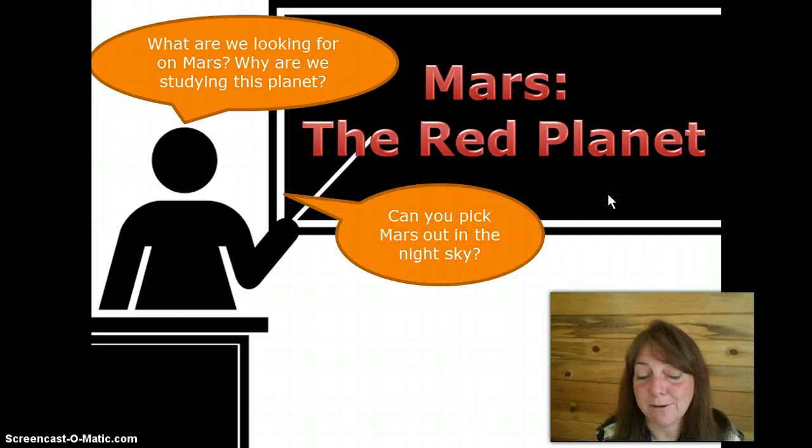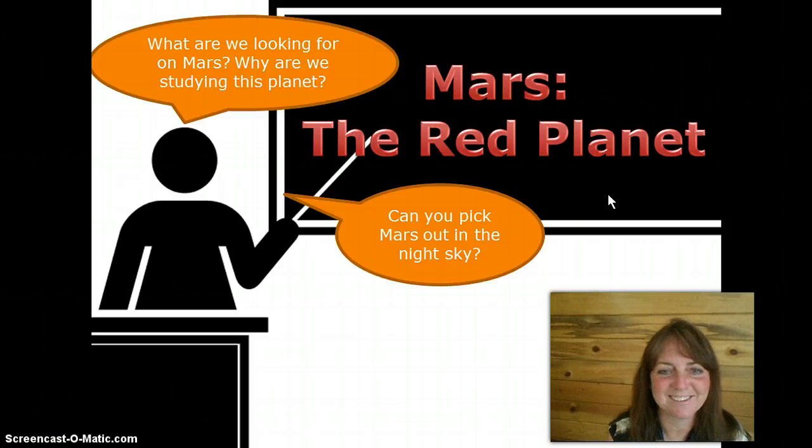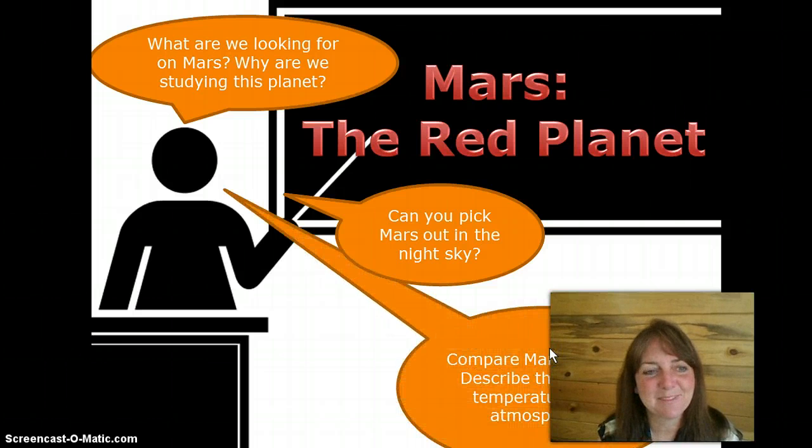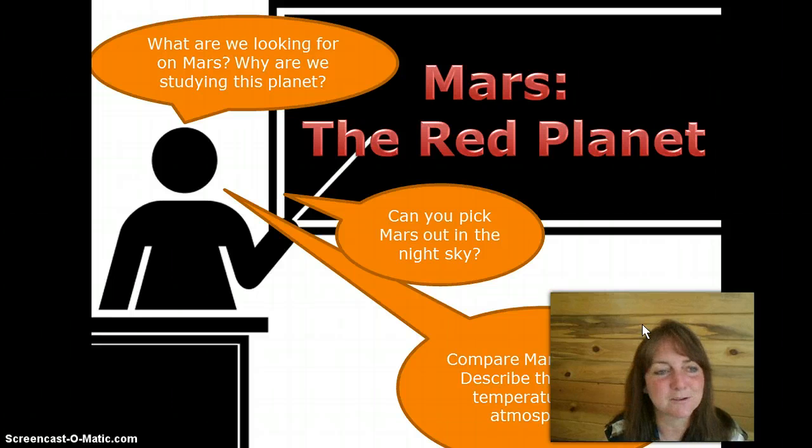Can you pick Mars out in the night sky? Well, raise your hand if you can. Well, I see one hand going up. Okay. Next, compare Mars to Earth. Describe the terrain, the atmosphere, and the temperature. And I'm seeing some people saying rocks and mountains, dry, low gravity, not much oxygen.